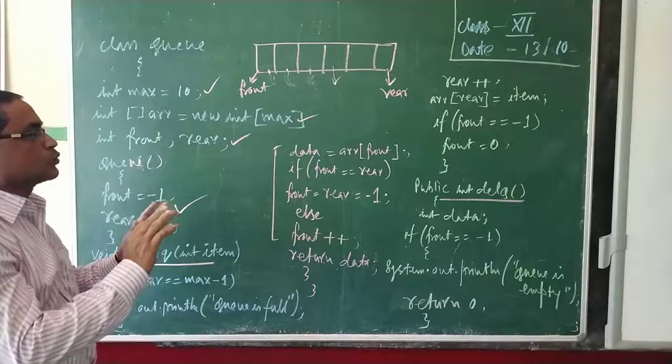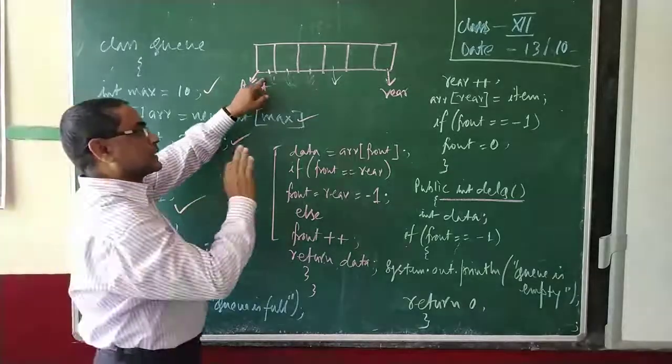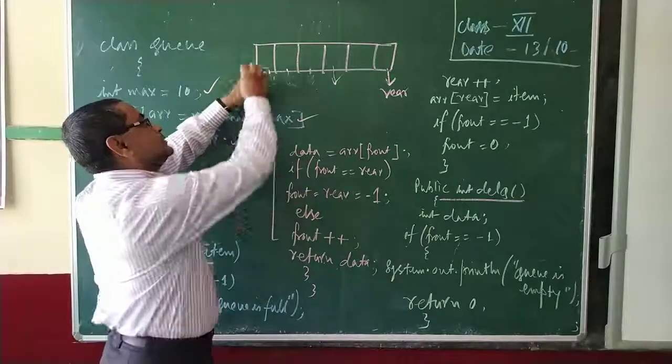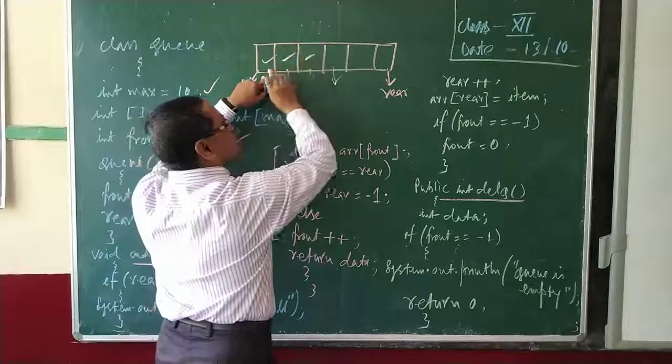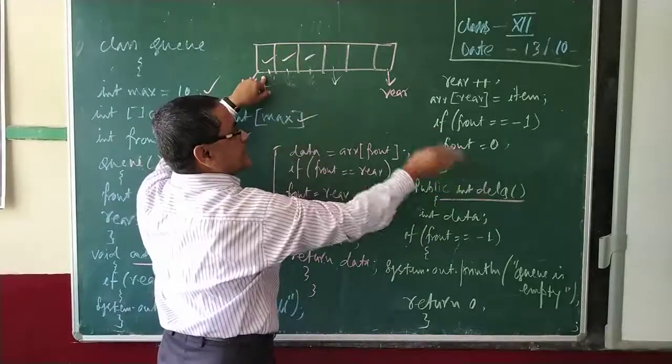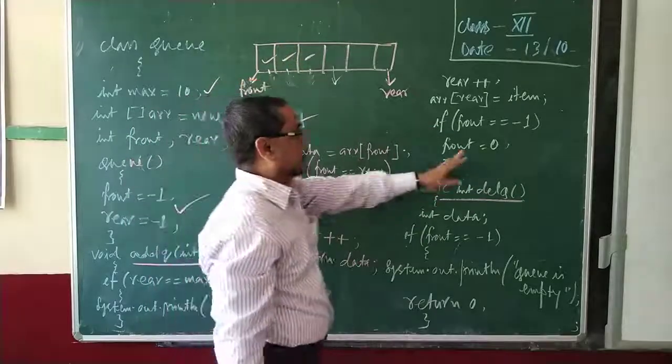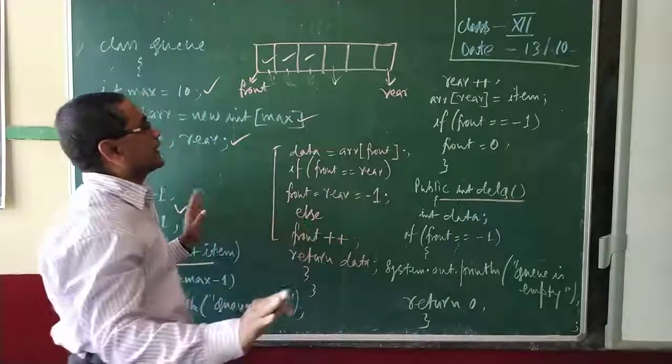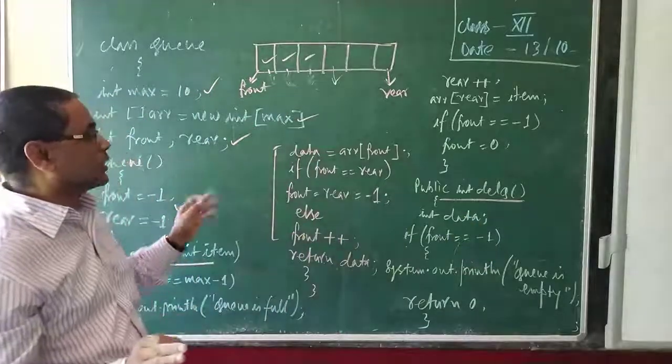So that means slowly the front is 0, but you keep on adding data here, and here. Which counter is increasing? The rear is increasing. So now it is like this. Now your array is full. Now we are going to delete.